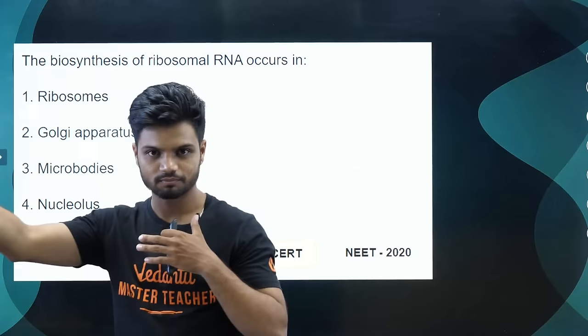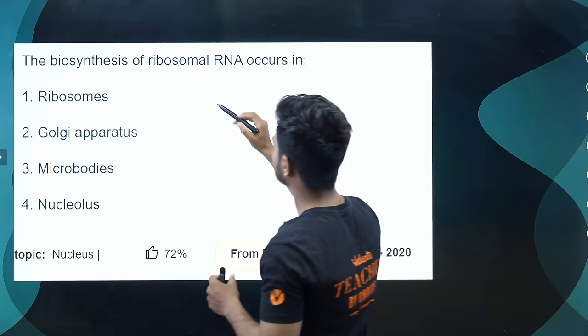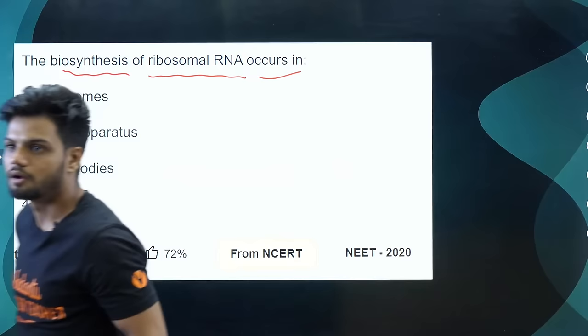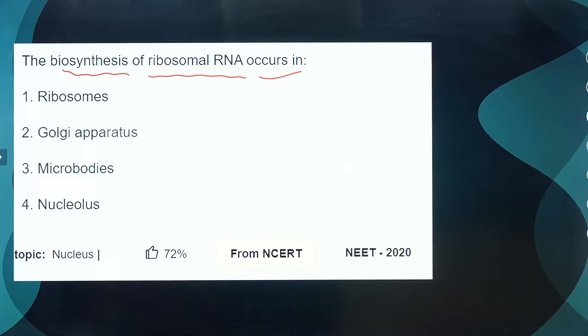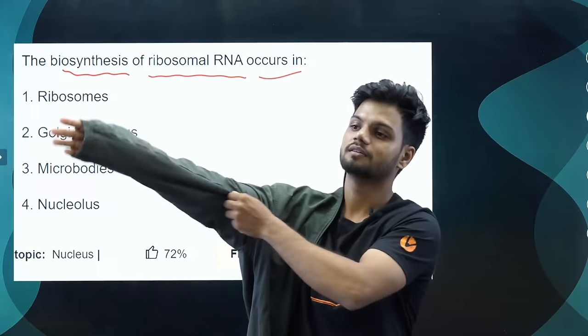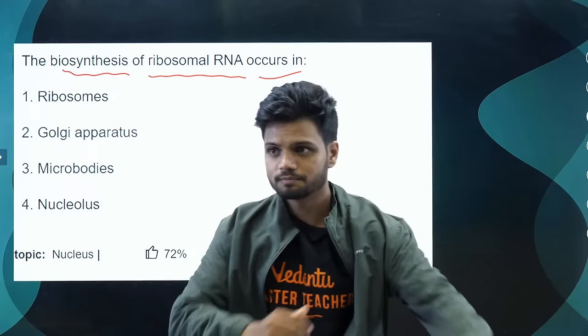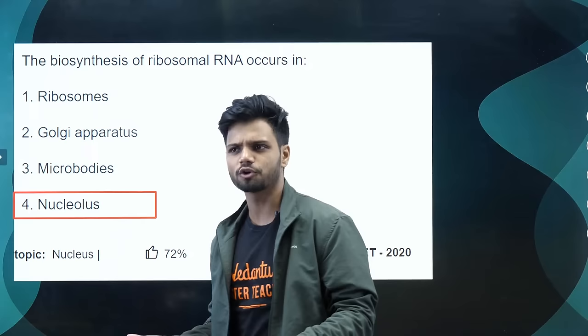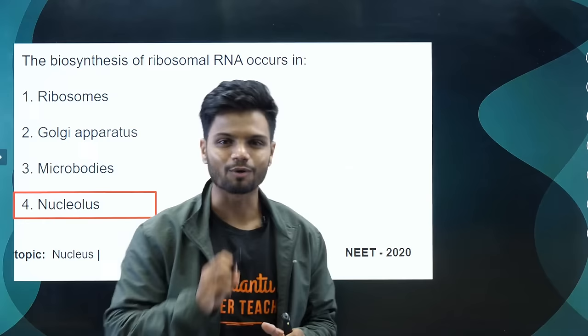Next question. The biosynthesis of ribosomal RNA occurs in. Very, very easy question. We have already discussed this, right? We just now discussed this. Biosynthesis happens in the nucleolus. Students, are these questions easy for you? Easy questions, right? Okay.